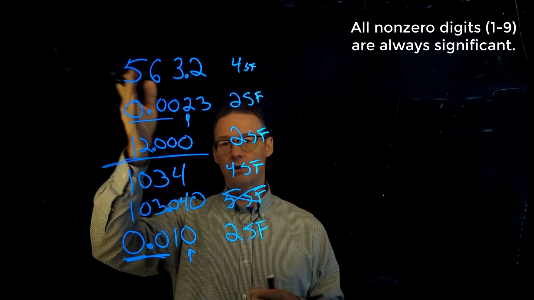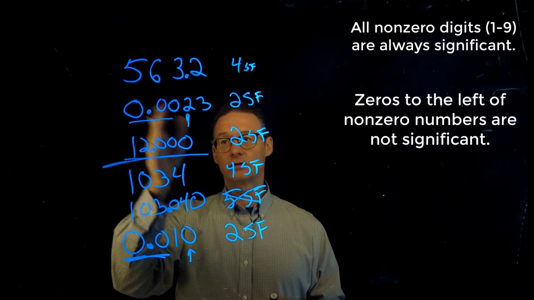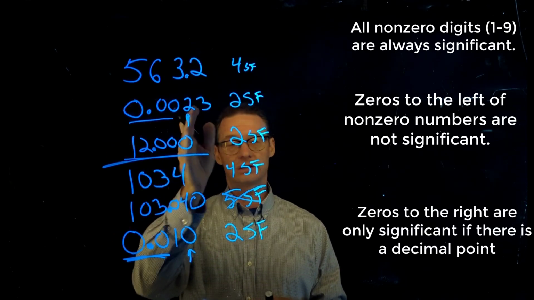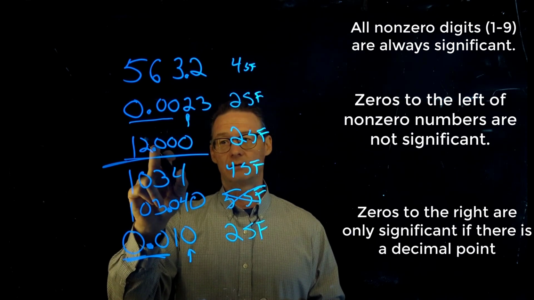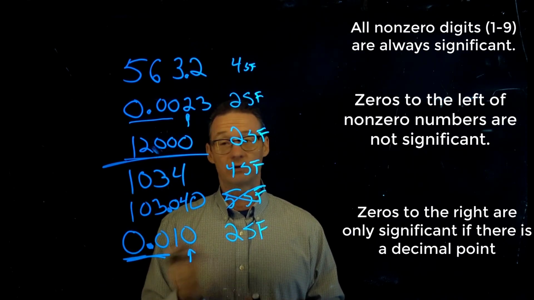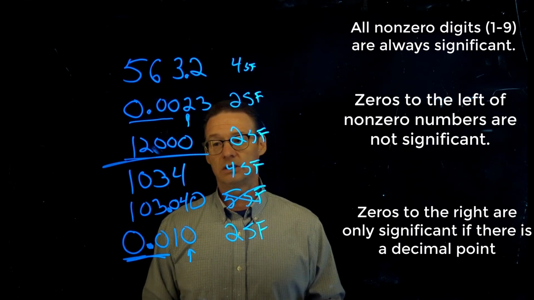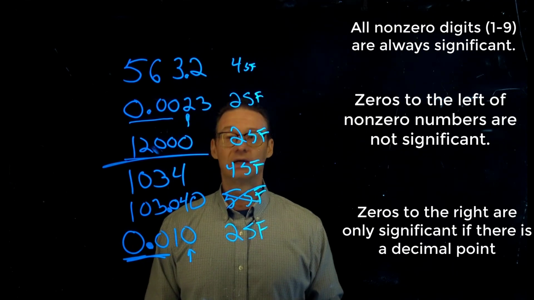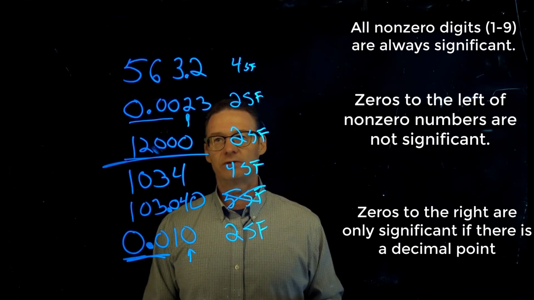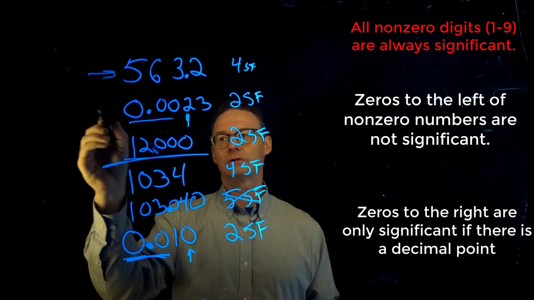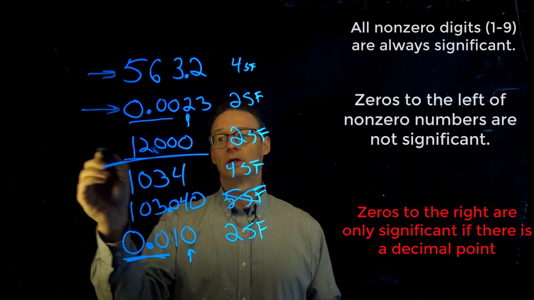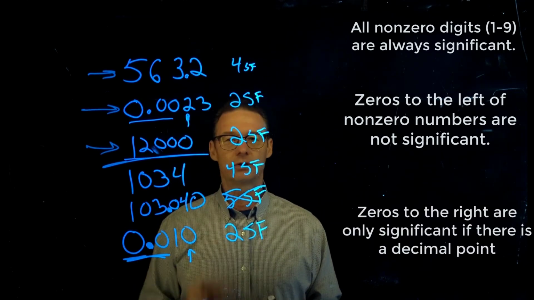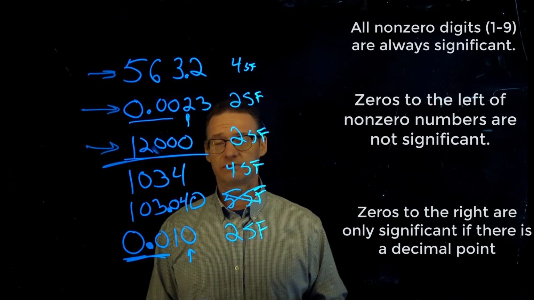Is it a 0? No, if it's not a 0, it counts. Is it a 0 to the left? If there are no non-zero numbers on the left of that 0, then they don't count until you get to something that's not a 0. Are the zeros on the right? Well, is there a decimal point? If there isn't a decimal point, zeros to the right don't count. Is it in between? It counts. Is it on the right, but there is a decimal point? It counts. That sounds like a lot of rules, but if you try to keep it to non-zero always counts, to the left never counts, and to the right counts only if there's a decimal point, that really kind of keeps it to 3 rules. And all the other ones just fall in between.